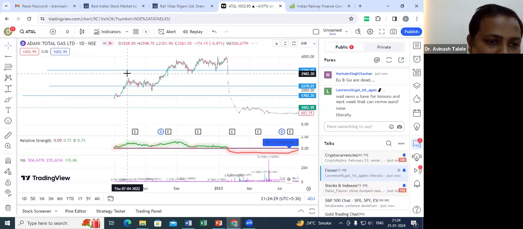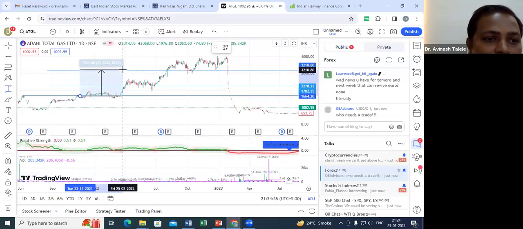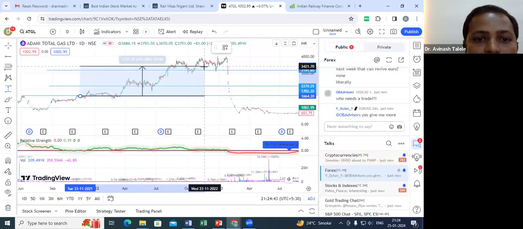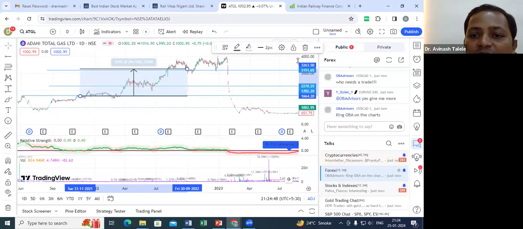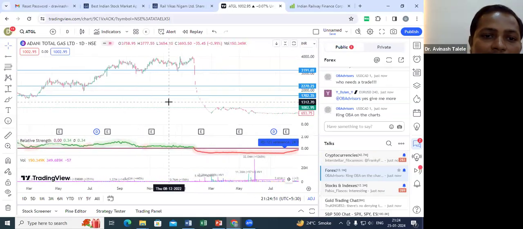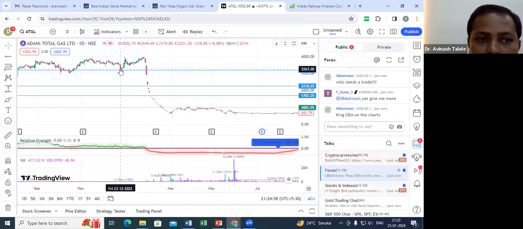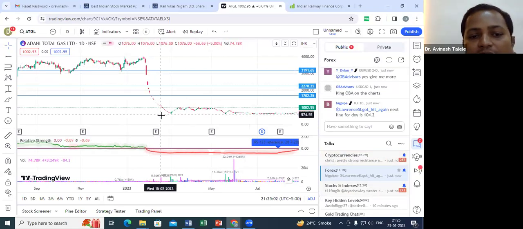I could hardly get some 200-odd percent here. So I exited here. I had bought here, and I exited somewhere around here. So there's 96%. After adding multiple times, I got 96% here. And again, after that, see, this 20% drop. If I have missed it here, this 20% drop, then there is no chance after that.